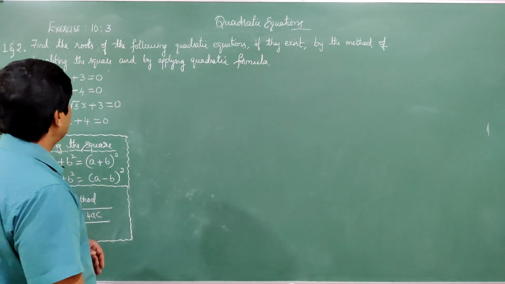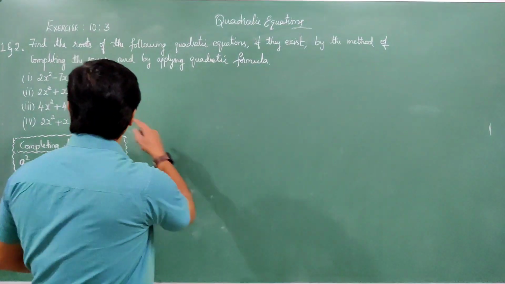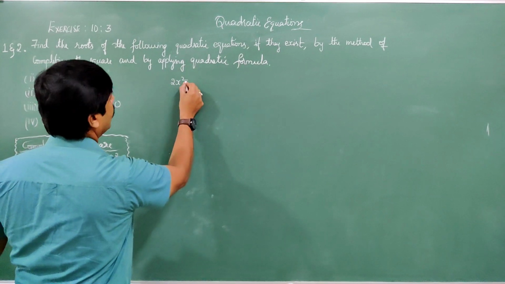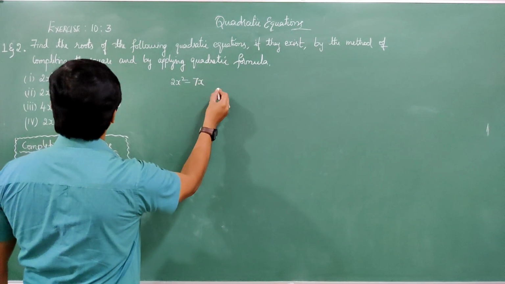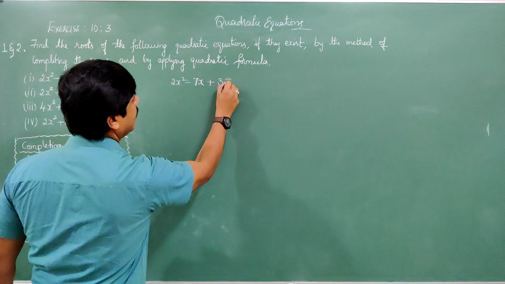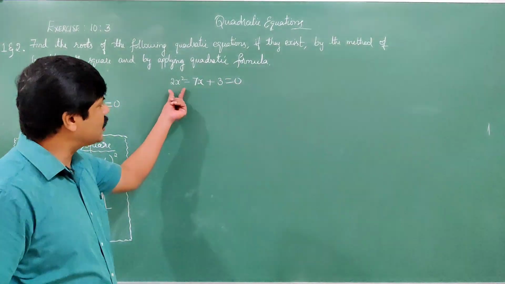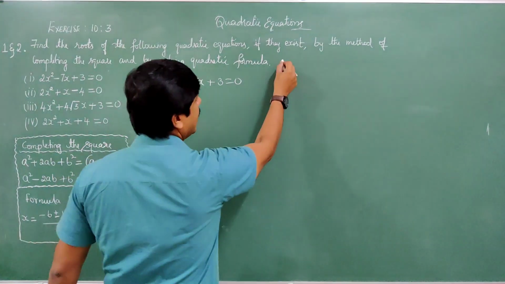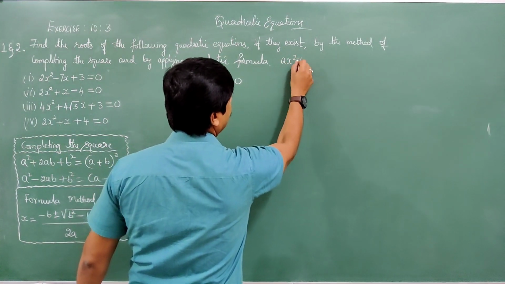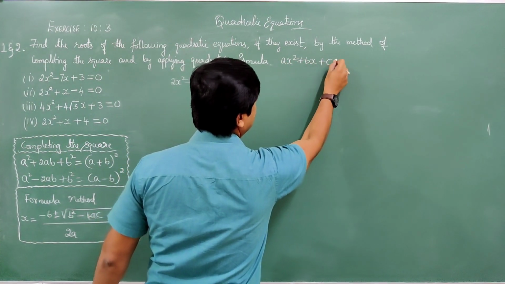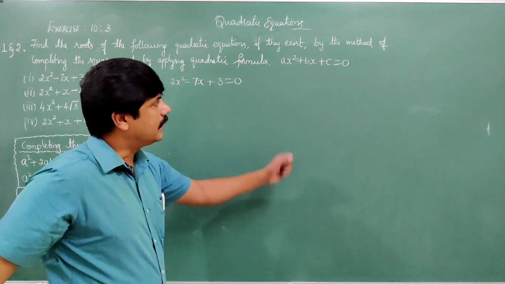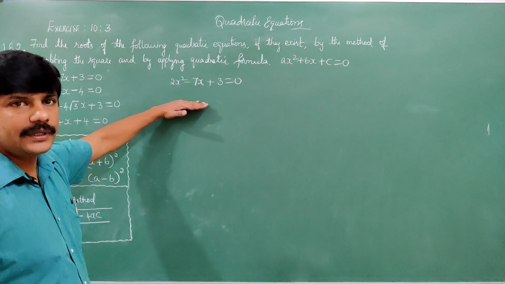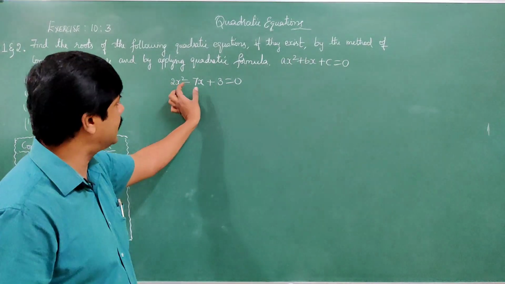Now, the first problem we will take up. What is the first problem? 2x square minus 7x plus 3 equals 0. Understand? 2x square minus 7x plus 3 equals 0. What is the standard form of a quadratic equation? It is ax square plus bx plus c equals 0. Understand? So it is written in order: first x square, then x, then the constant.